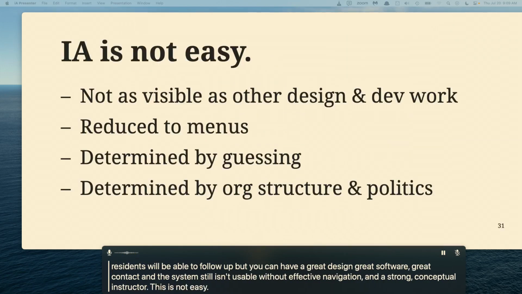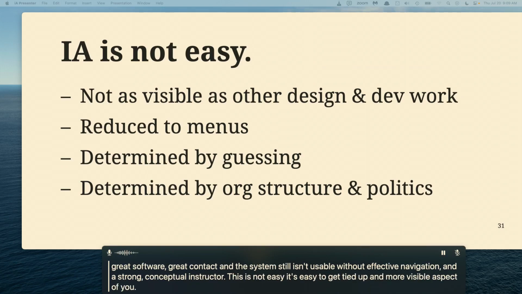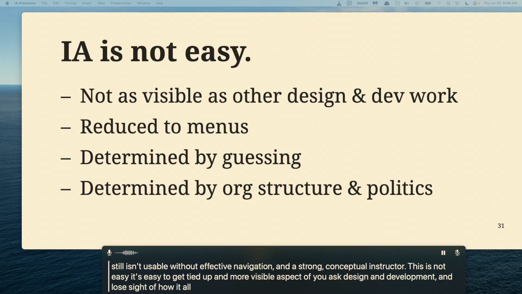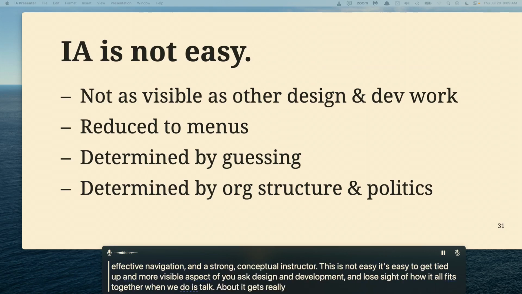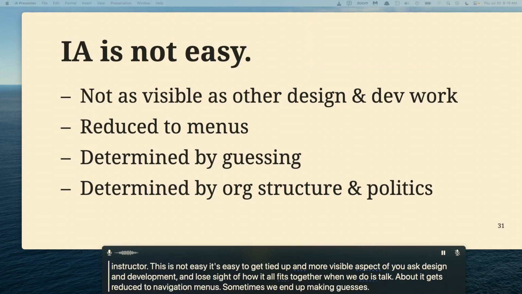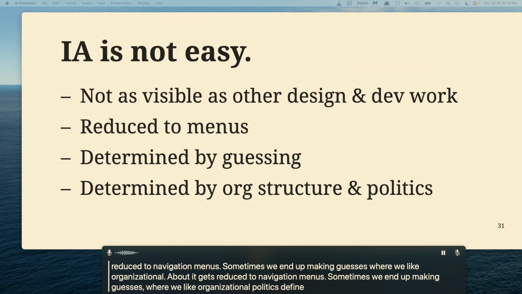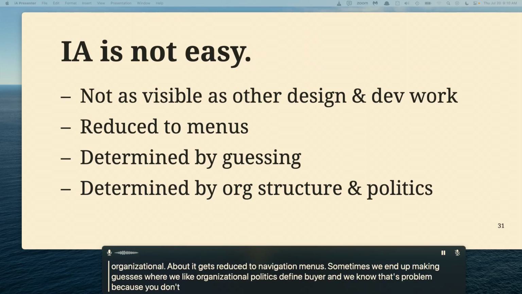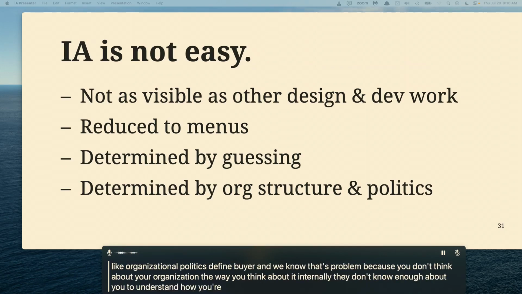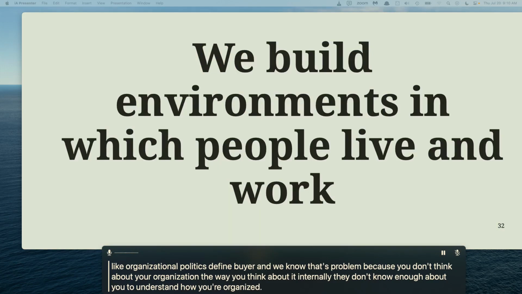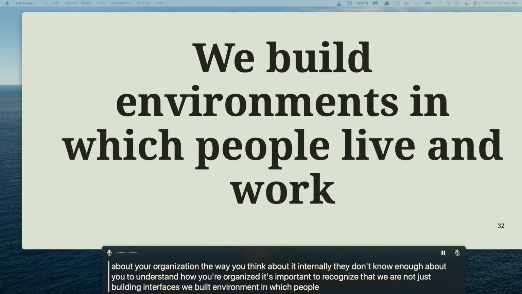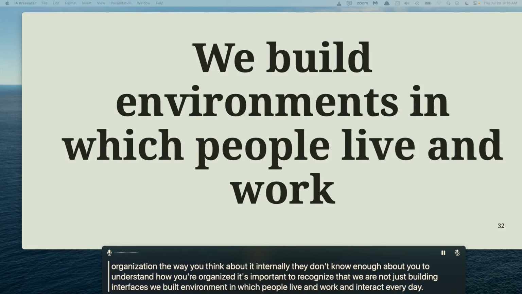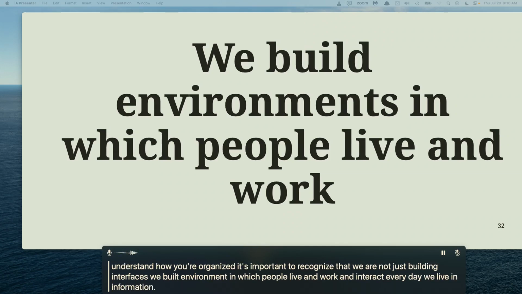This is not easy. It's easy to get tied up in more visible aspects of UX design and development and lose sight of how it all fits together. When we do talk about IA, it gets reduced to navigation menus. Sometimes we end up making guesses, or we let organizational politics define IA. And we know that's a problem because users don't think about your organization the way you think about it internally. They don't know enough about you to understand how you're organized. It's important to recognize that we are not just building interfaces. We build environments in which people live and work and interact every day. We live in information. The architecture matters.